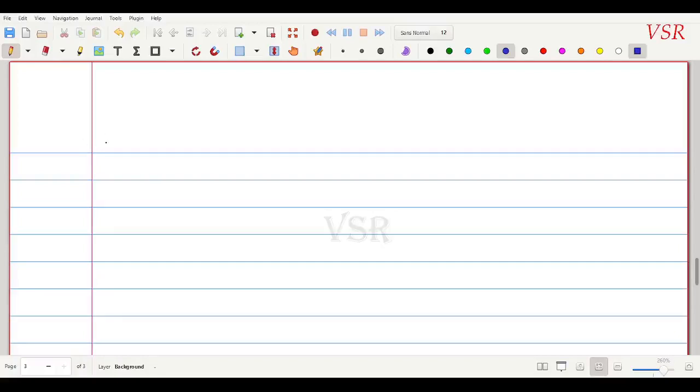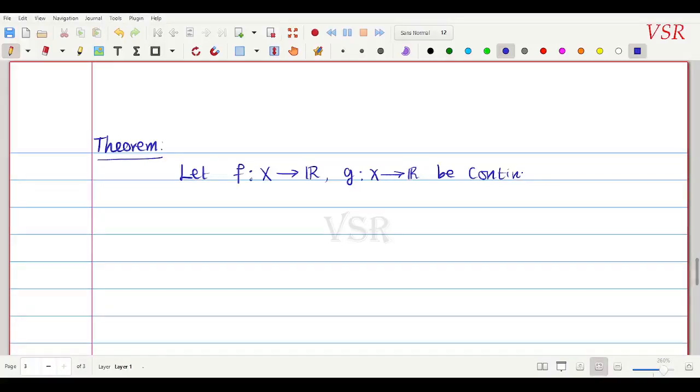சப்போஸ் திஸ் ஃபங்க்ஷன், ஓகே, தியரம்: let f be a function from x ல இருந்து R க்கு போற மாதிரியான ஃபங்க்ஷன் and g be a function from x to R. Okay, be continuous functions, where x is a metric space. நோட் பண்ணிக்கோங்க, இந்த ரெண்டு ஃபங்க்ஷனுக்கும் டொமைனும் கோடொமைனும் சேம்.